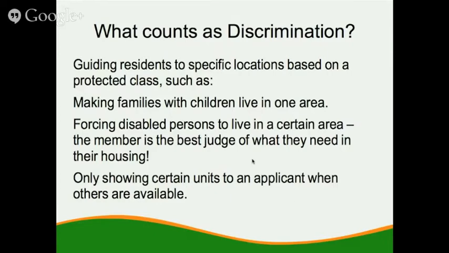If that means you're assuming what their ability dictates about where they live in the house, or assuming what it is that a person with children might need within the house, then that's something that's going to be an issue. And you're going to want to make sure to show them all of the different options and let them decide what is the best fit for them.